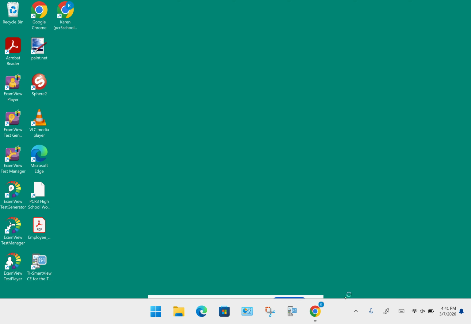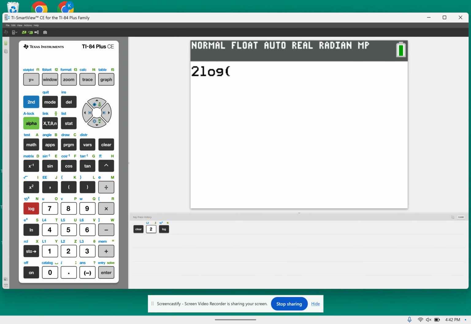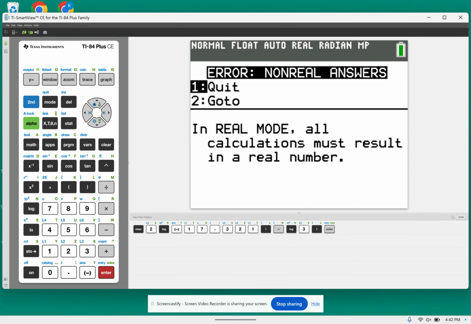Okay, so if I went to the original problem, it has 2, and then I did log, and then if I typed in a -17.321 minus log 3, and I hit enter, you will see that my calculator says error. It says it does not work out, so I cannot get it to equal 2, which is on the right side, so that is why I did not worry about the plus or minus.